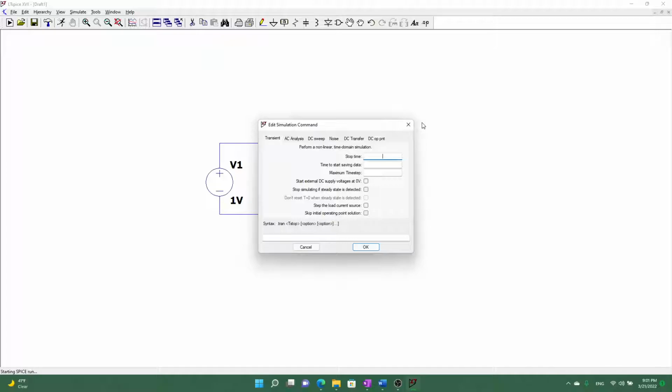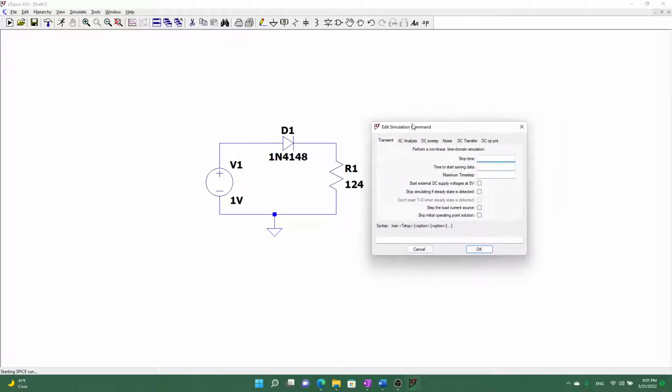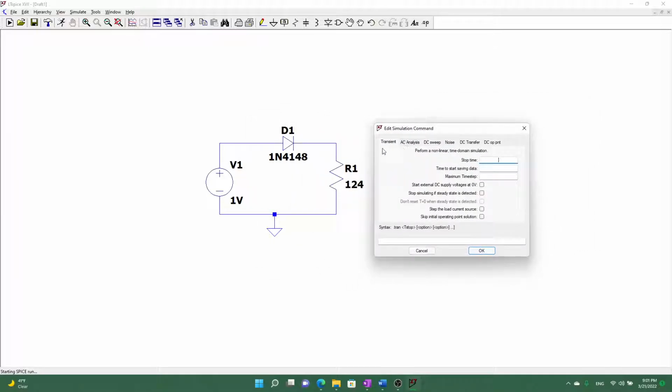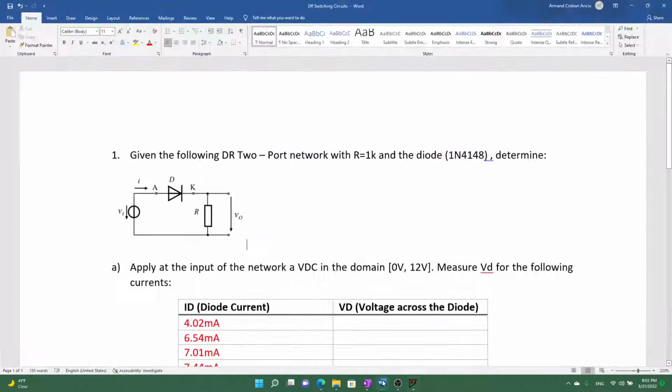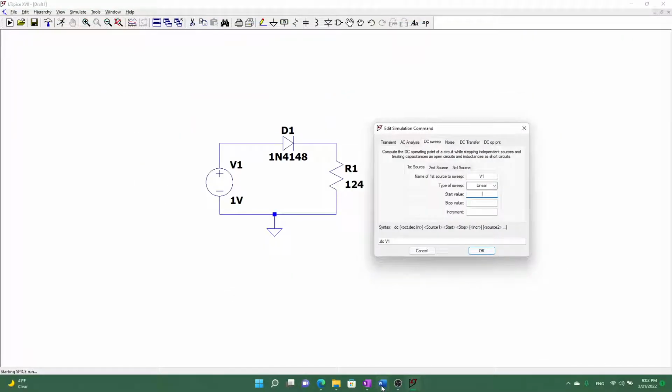So let's create a simulation profile. Click on this running man icon, and then you'll be brought up to this menu. We are interested in DC sweep, and we want to sweep the first voltage source V1 in a linear fashion with values between 0 and 12 volts. So start value 0 volts, stop value 12 volts with an increment of 1 volt.